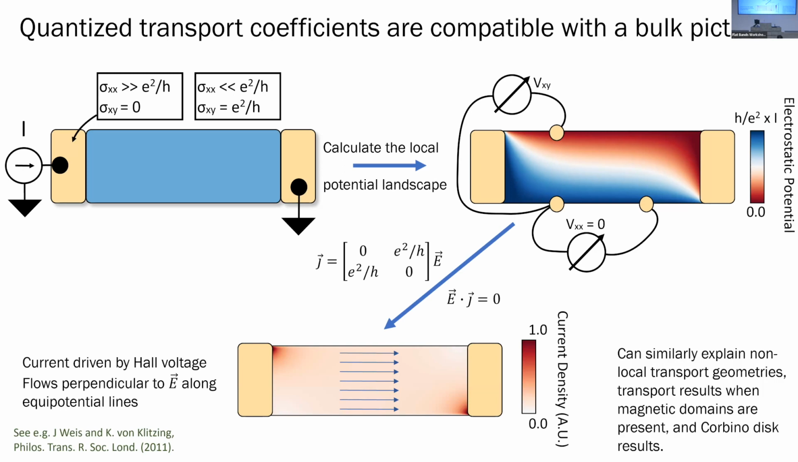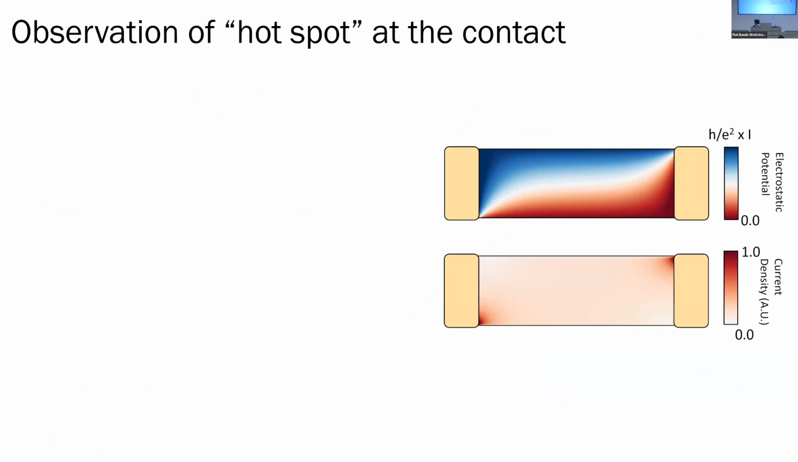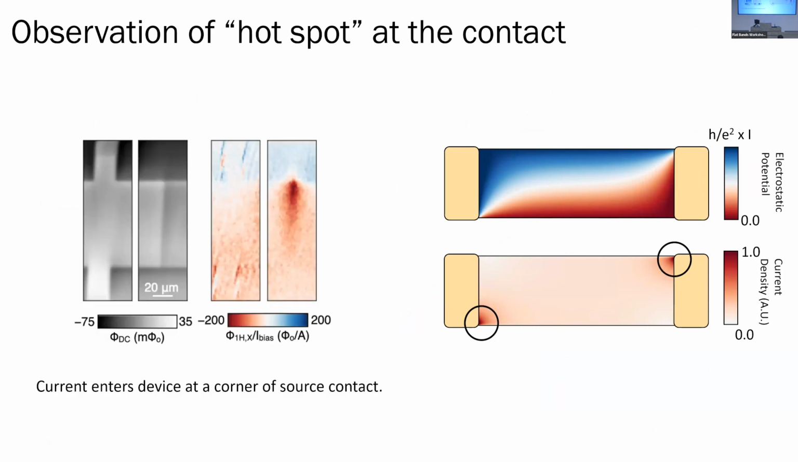It's worthwhile to point out that you can do these kinds of simulations also with non-local geometries or Corbino geometries, and this bulk picture always gives you the right answer as to what you would expect, say, in non-local transport experiments. One nice feature is that this kind of picture predicts so-called hotspots. The current doesn't come uniformly out of the contact, it actually comes out concentrated at the corners of the contacts. And that's something that we can actually also see.